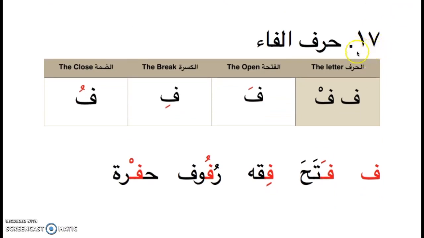Now we're going to go to number 17. سبعة عشر, حرف الفاء. فاء, في, فو. And we have four words, as usual. فتح, فقه, رفوف, and حفرة. I should add that one.